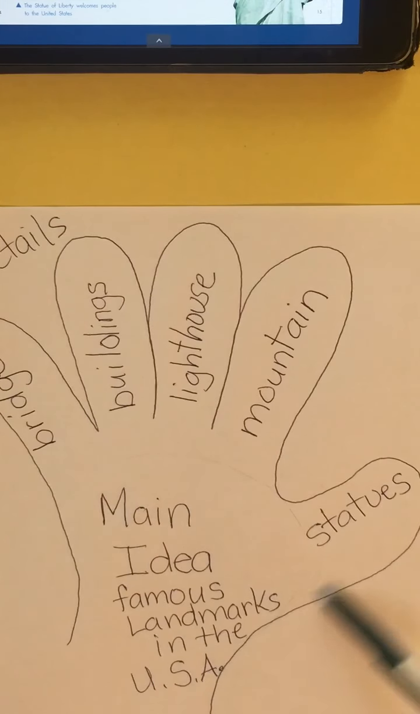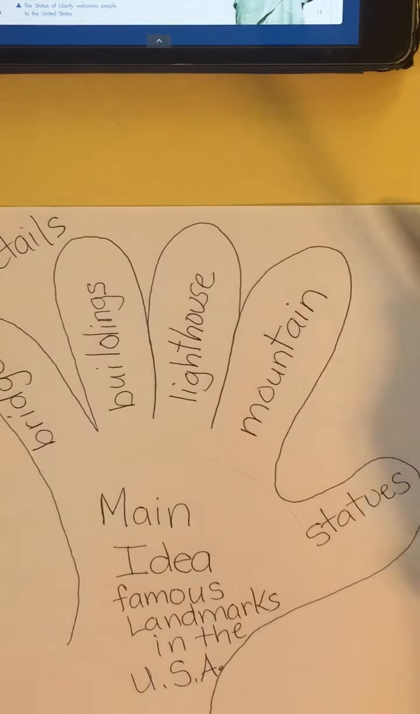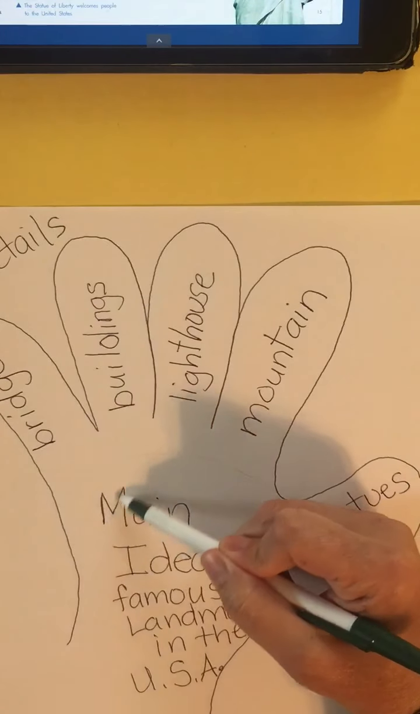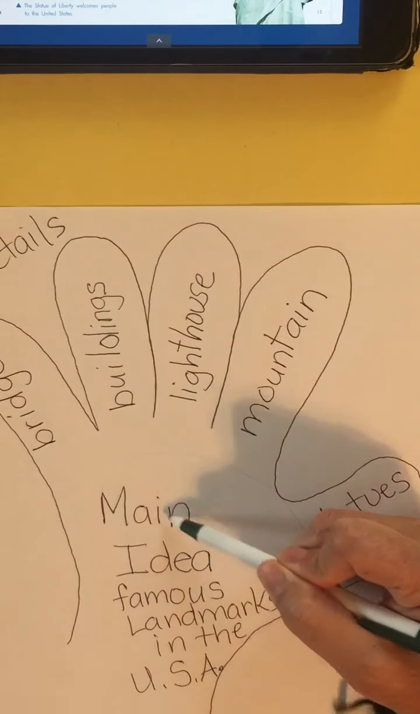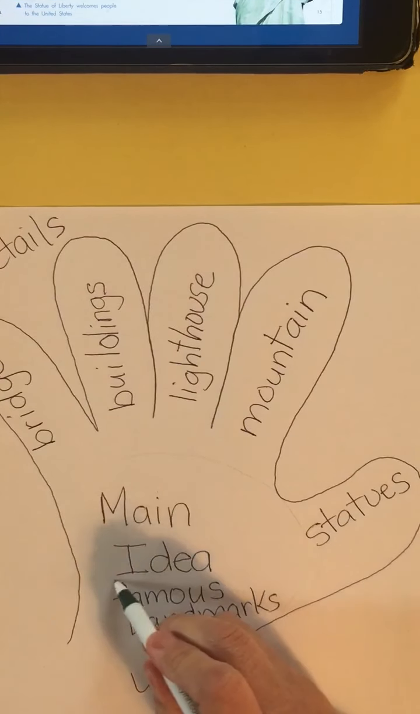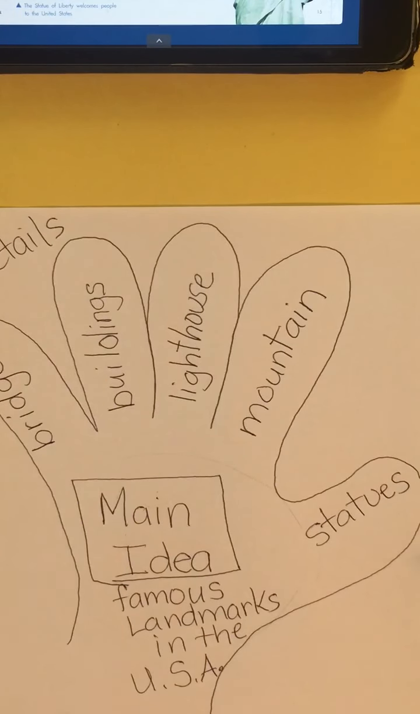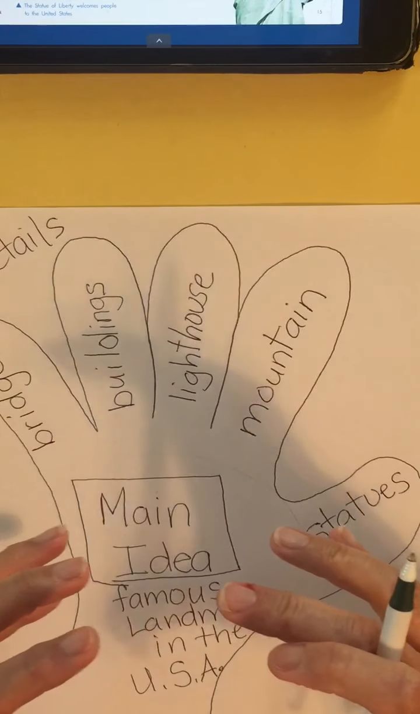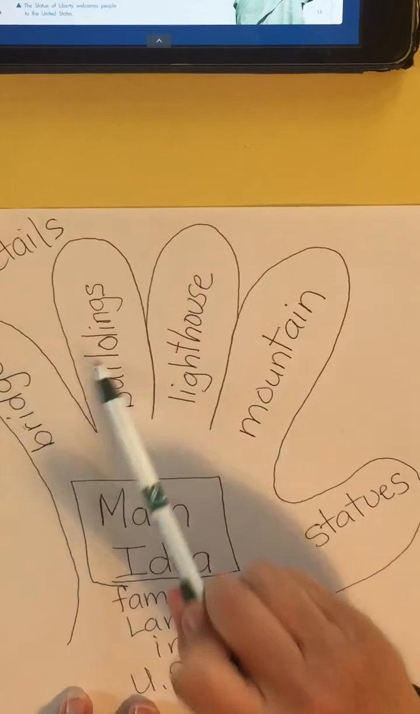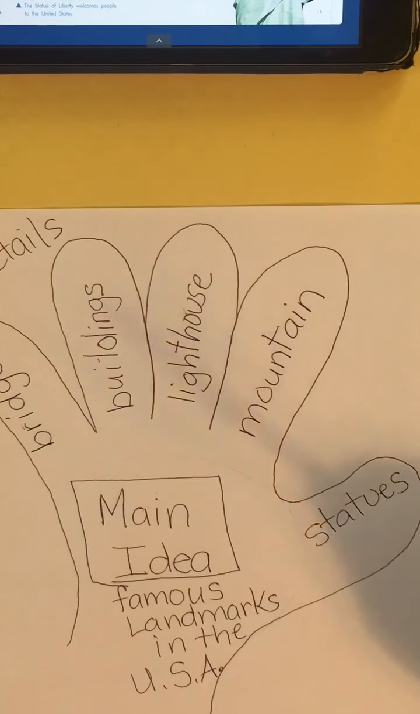Now you can color your hand, you can cut it out, you can trace your letters if you want in different colors, so that you remember that books have a main idea, which is the whole book, and then they have details, which are things that they told us in the book.